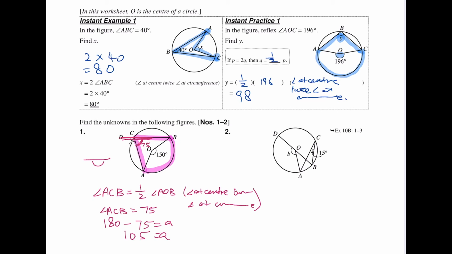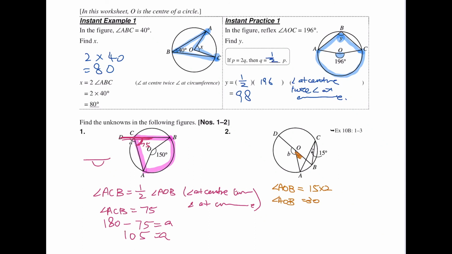And then the second question, you have to find B, but we are given this 15 first, right? Let's see what we can find with that. 15 came from A and B, and this A and B also go to the center, this way. So we should be able to get this angle first. Angle AOB will be double that one, because angle at center is twice the angle at circumference. So you should be able to get that as 30.